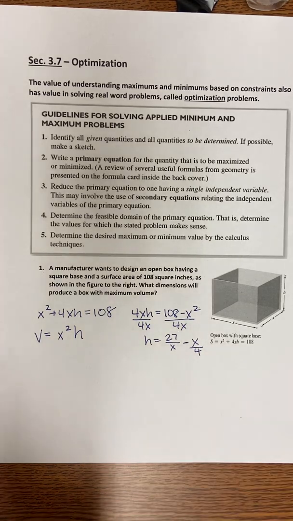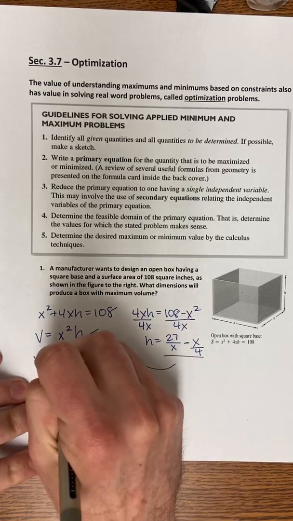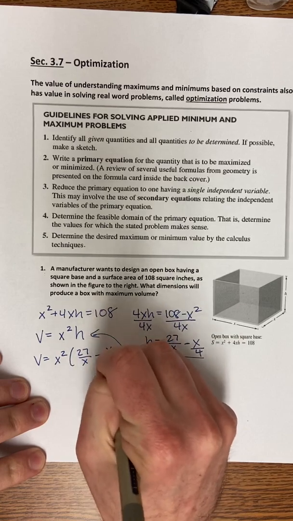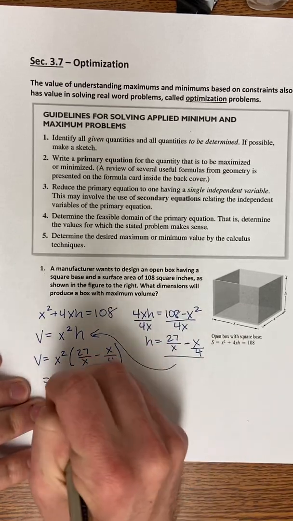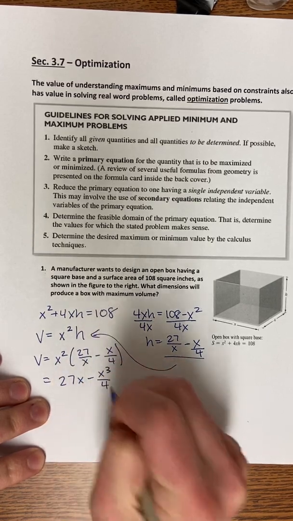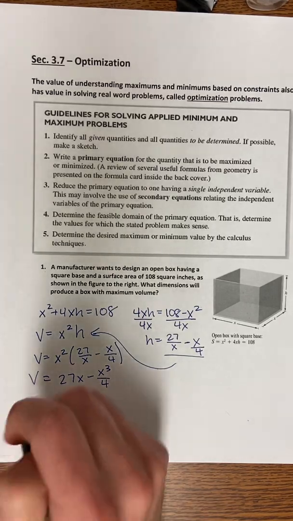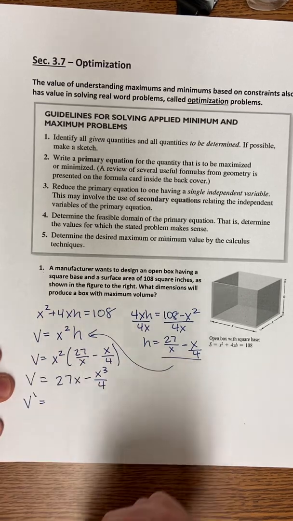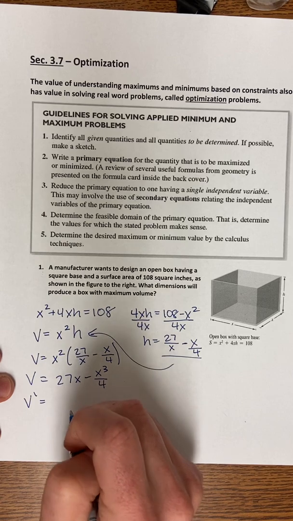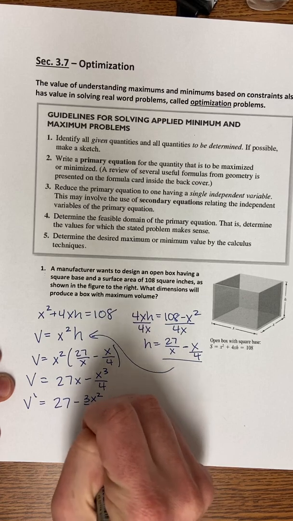And I need to substitute that in for h. So my volume in just terms of x is now x squared times 27 over x minus x over 4. Now if I distribute this x squared, this would be 27x minus x cubed over 4. That will be much easier to take the derivative of. So I'll call this v prime, the derivative of our volume with respect to x. You can call it dv dx as well, is 27 minus 3x squared over 4.